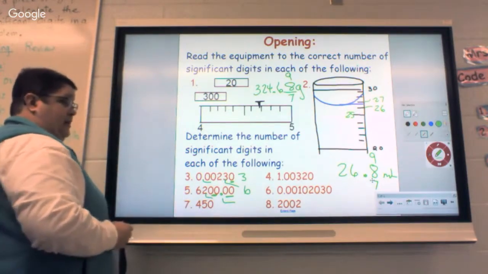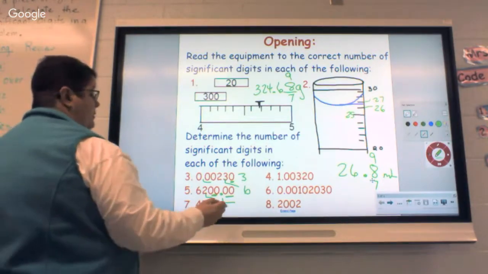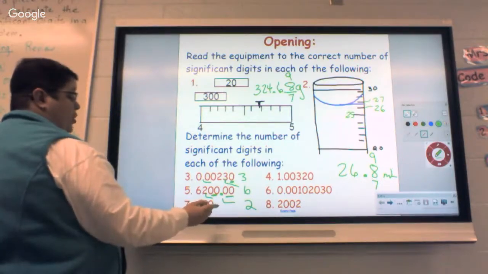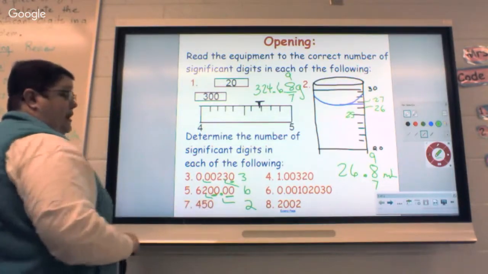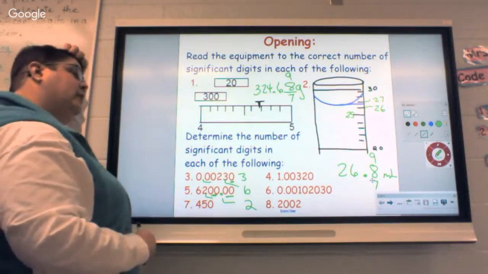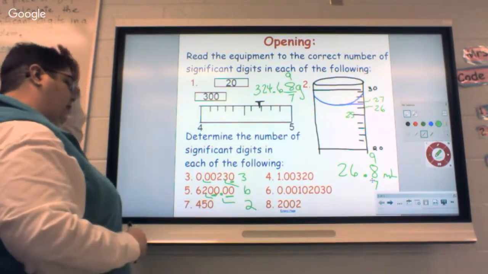All right, what about number 7? There are 2. This one is not significant because there's no what written? There's no decimal. It's an understood decimal, so there's only 2. All right, what about number 4 over here?